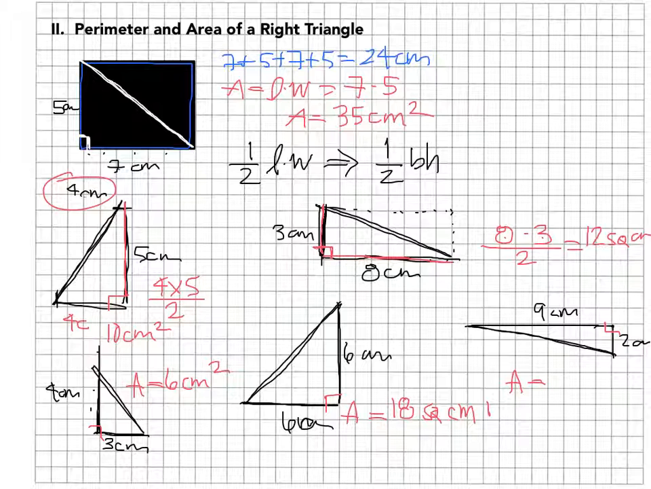And for this final one, we have 9 and 2. So 9 times 2 will give you the area of this rectangle. And then you divide by 2 to get the area of the triangle. 9 times 2 is 18. Divided by 2, you're going to get 9 centimeters squared. Hopefully you got all 3 of those correct, and you'll be ready for the next video.